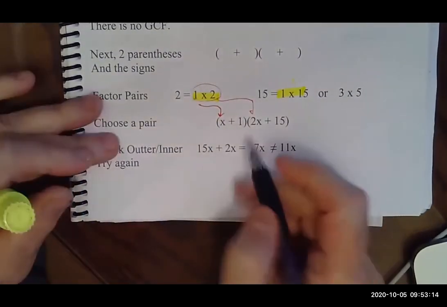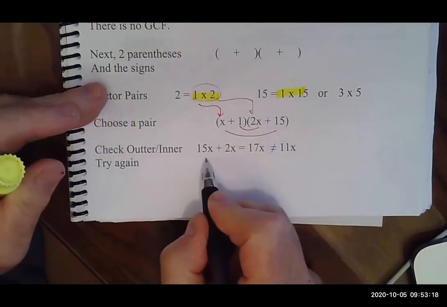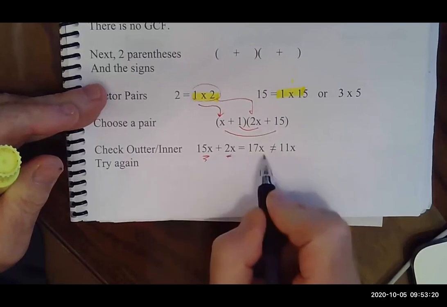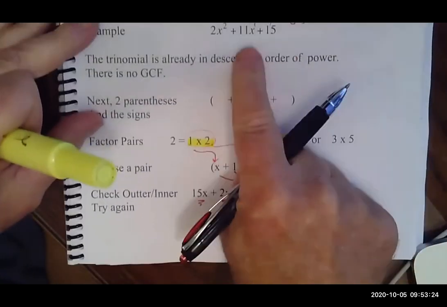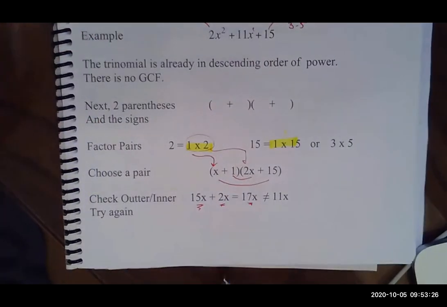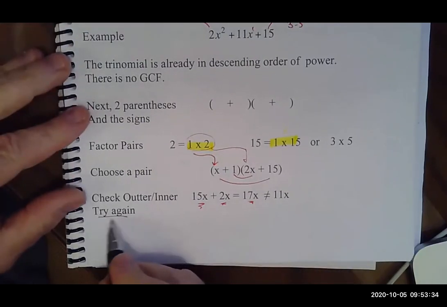So all I'm doing here is looking at the inner and the outer. There's the outer, there's the inner. 17x is not the middle term. That's what you're trying to do, come up with the middle term, 11x. That's not it. So you picked pairs that didn't go together, so what you're going to do is try it again.